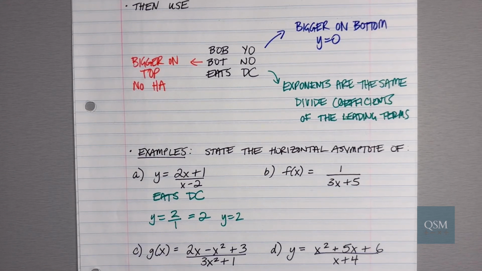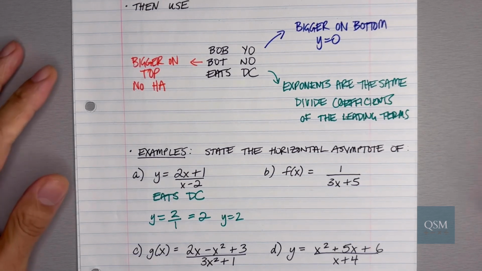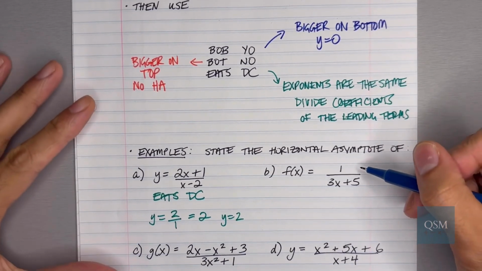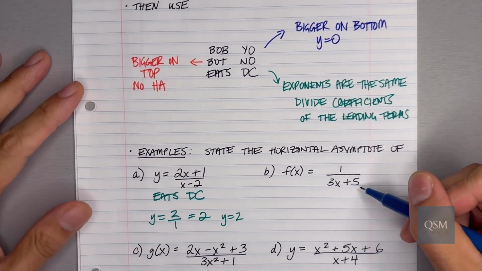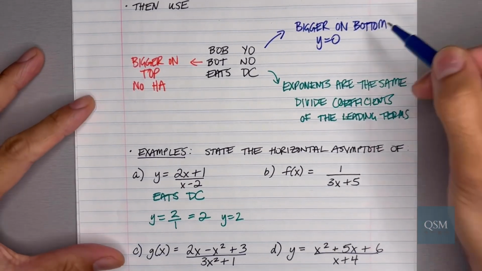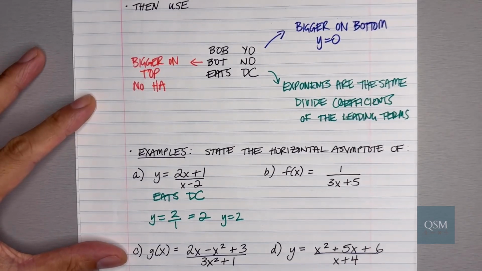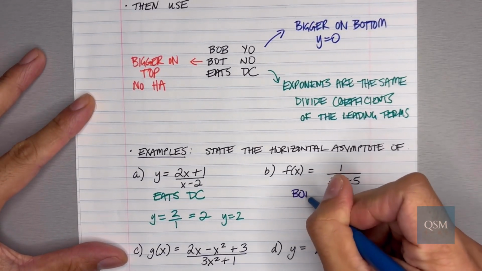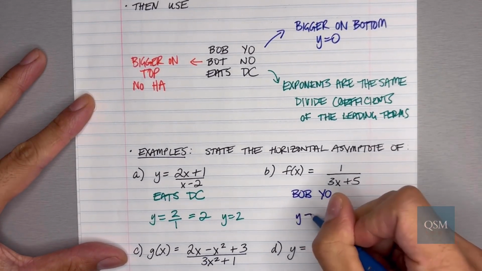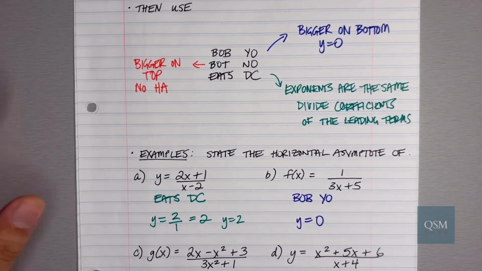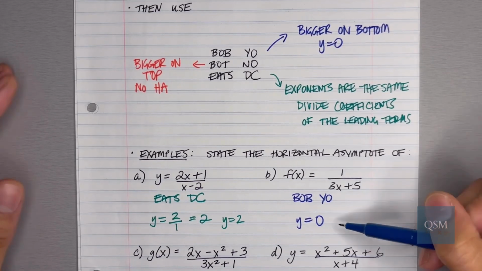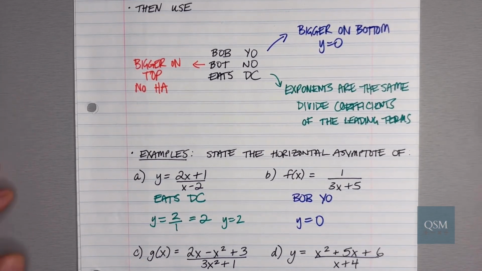F of x equals 1 over 3x plus 5. So we compare the degree of the top and the bottom here. We don't have any x terms on top, so that means the degree is 0 on top. And on the bottom here, we have a linear function, so the degree is 1, and that means we're dealing with this situation here, bigger on bottom. This is Bob yo. So we are bigger on bottom, and that means our horizontal asymptote is y equals 0. And that always happens when you have a constant divided by some polynomial in terms of x. You're always going to get y equals 0 as your horizontal asymptote.